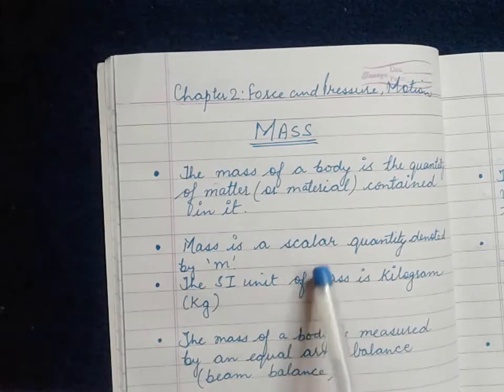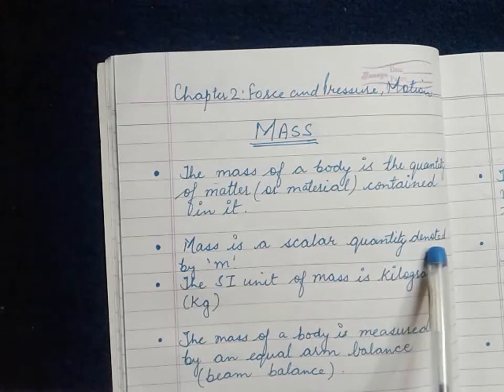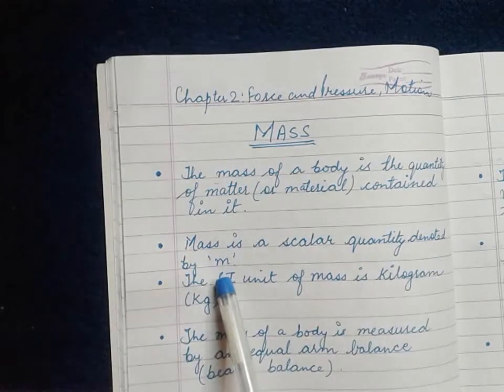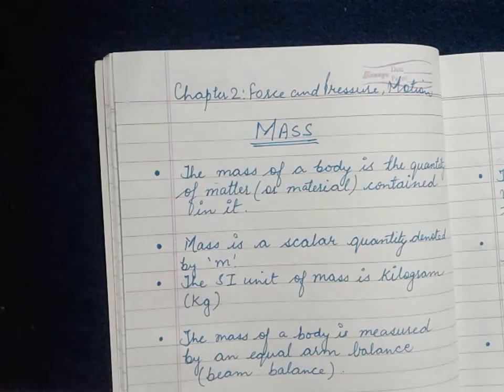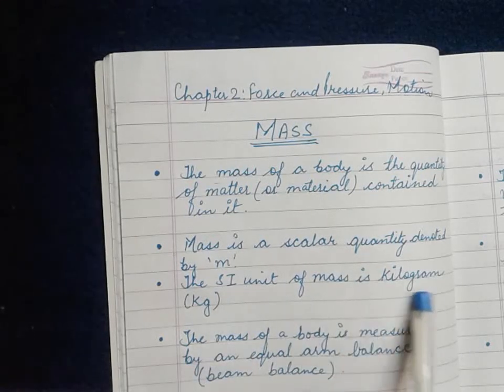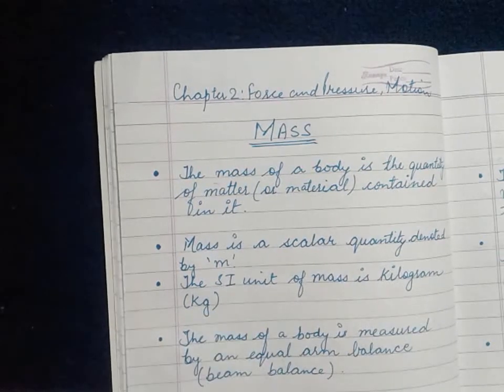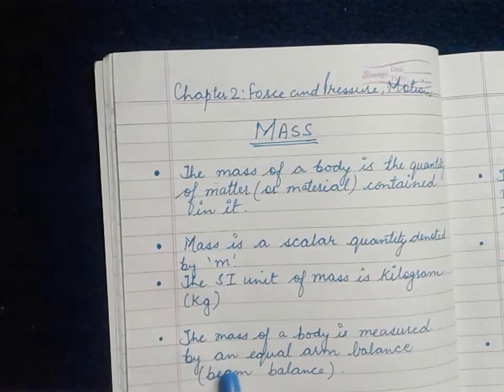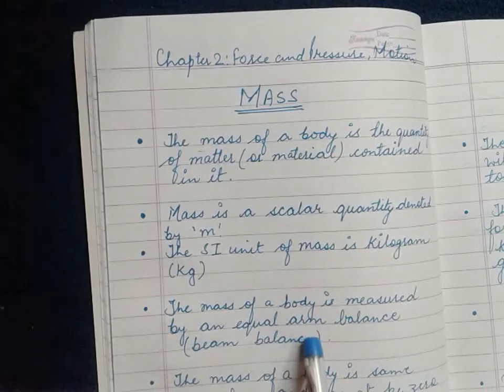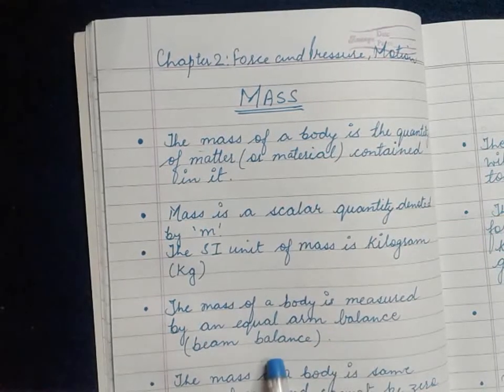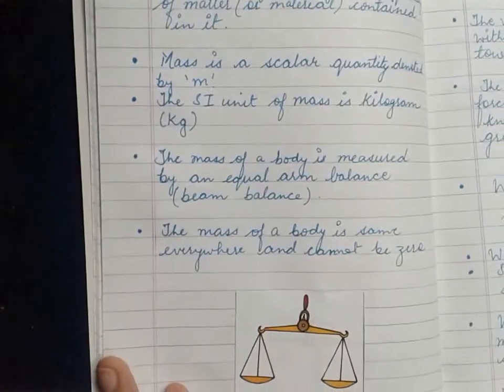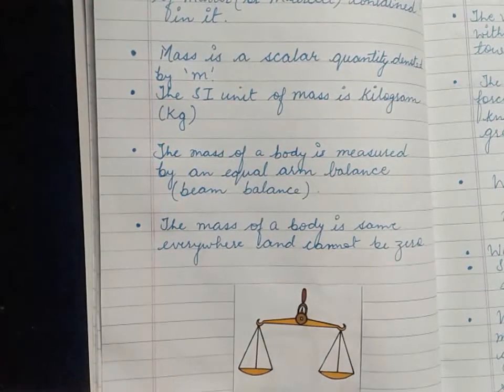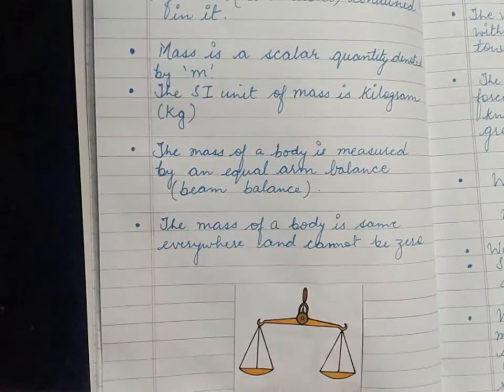The mass of a body is a scalar quantity and it is denoted by letter m. Small m denotes mass. Scalar quantity means it does not have any direction, it only has magnitude. The SI unit of mass is kilogram, that is kg. The mass of a body is measured by an equal arm balance, also known as beam balance. The beam balance is shown in this figure. It is used to measure mass of a body.